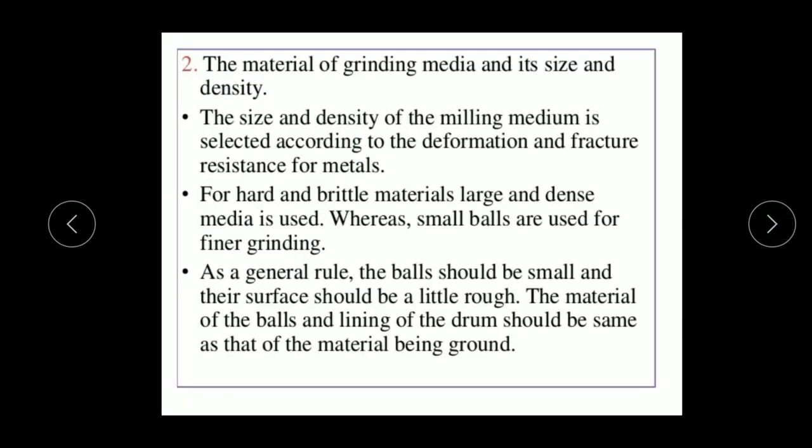The second parameter is the material of the grinding media and its size and density. The size and density of the milling media is selected according to the deformation or fracture resistance for metals. For hard and brittle materials, large and dense media is used, whereas small balls are used for finer grinding. As a general rule, the balls should be small and their surface should be a little rough. The materials of the balls and lining of the drum should be the same as that of the material being ground.